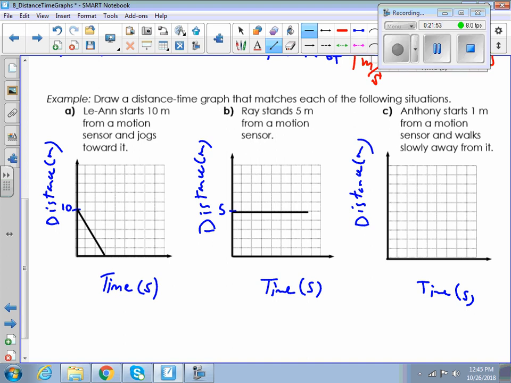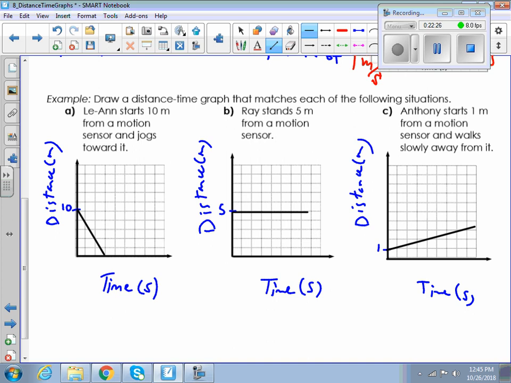Okay. Next one, it says Anthony starts 1 meter from the sensor and walks slowly away from it. So which direction am I going? Upward. And because it says it's walking slowly, that means it's not steep at all. So something like that. Okay. So these are one kind of like me asking you to describe motion.